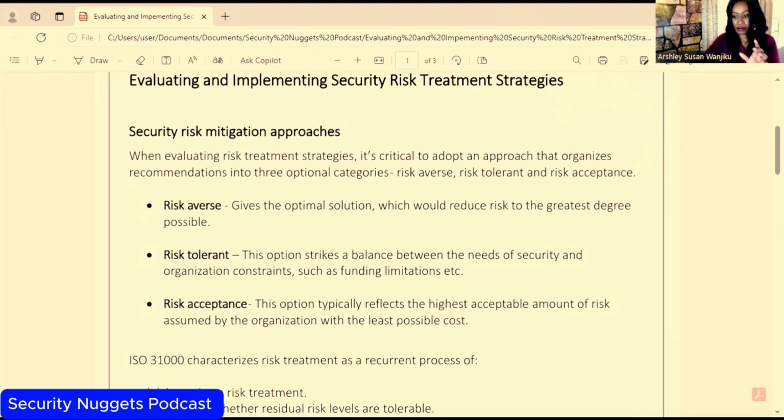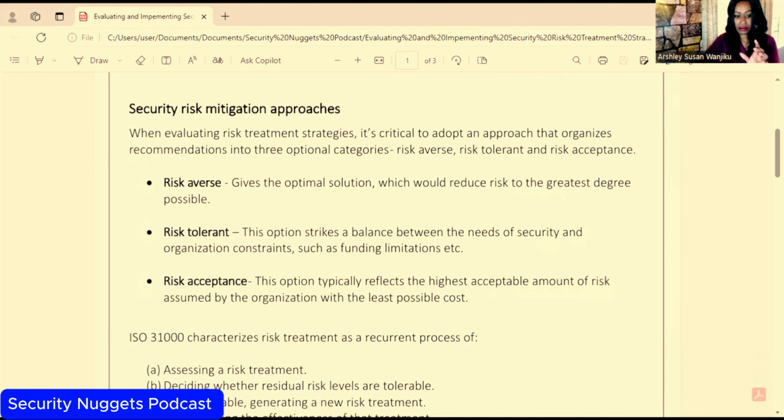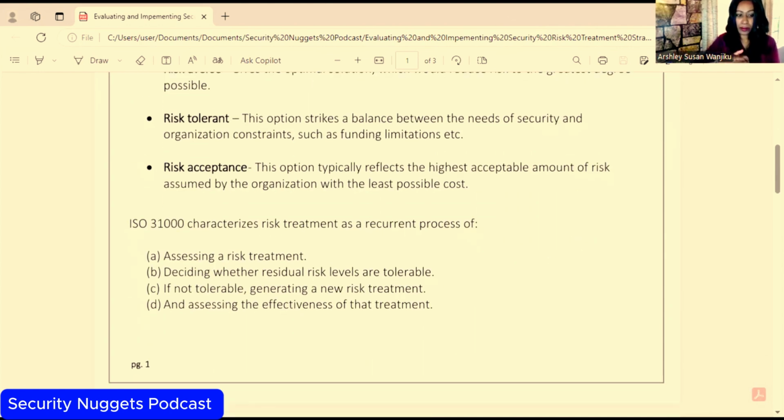And moving on, when we are borrowing from ISO 31000, the standard guide for risk management, it actually recommends that when it comes to risk treatment, we characterize risk treatment as a recurrent process. That means that it really has to be ongoing until we are very satisfied by the end result, all right?